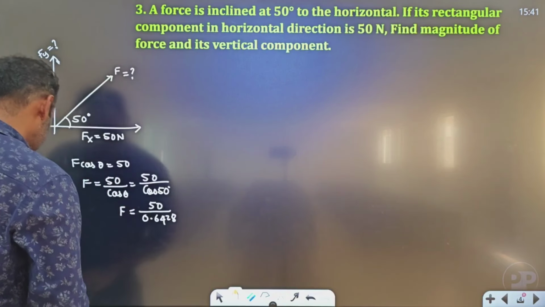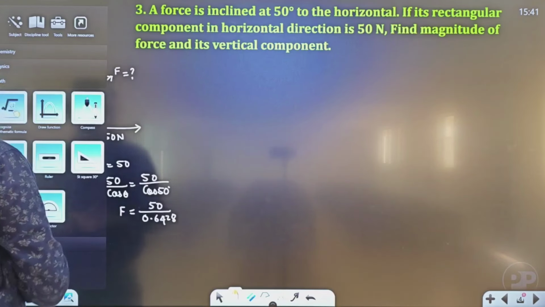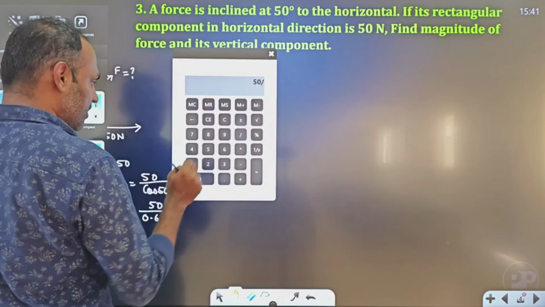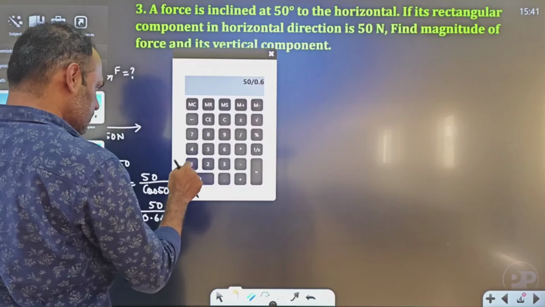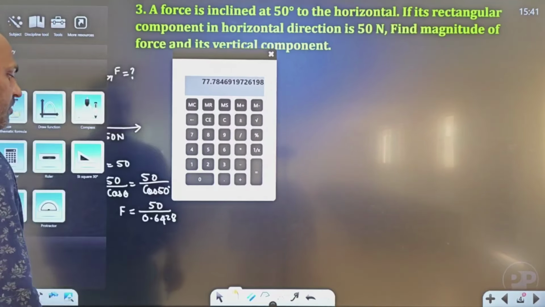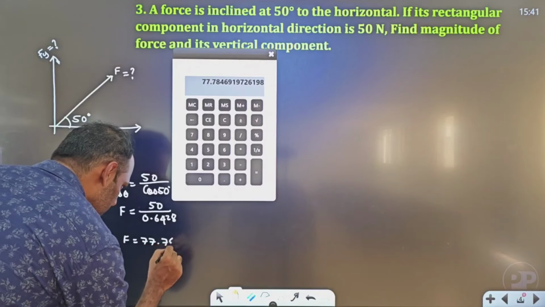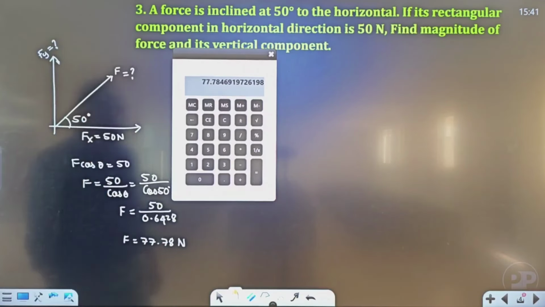Now let us calculate how much F comes to. Let us calculate the value of F. It is 50 divided by 0.6428. So it is 77.78. So F is equal to 77.78 Newton. This much is F.